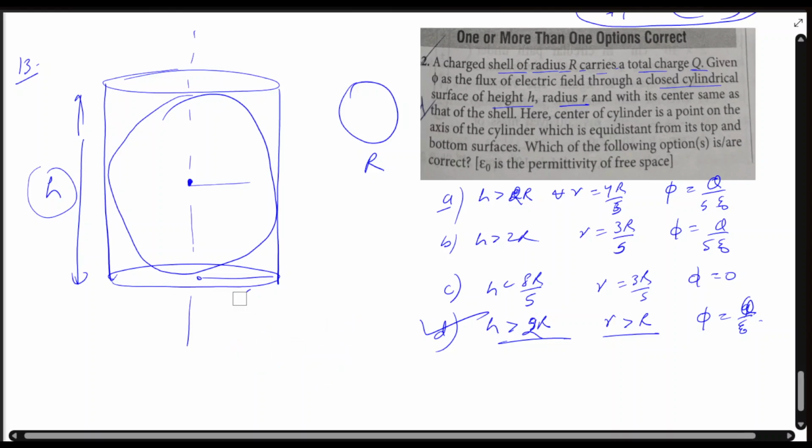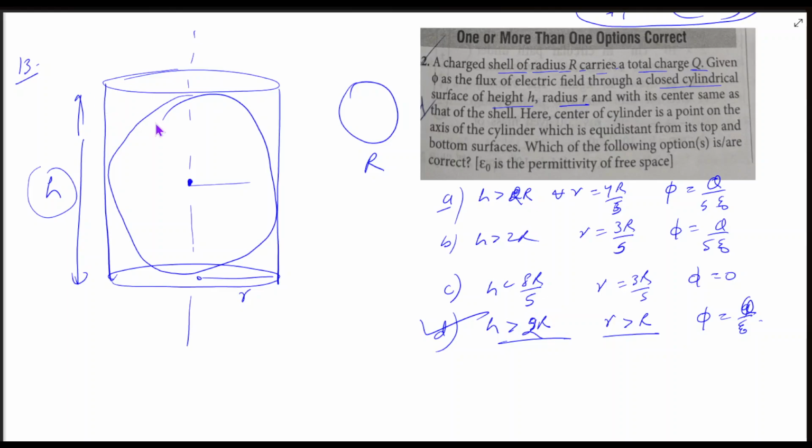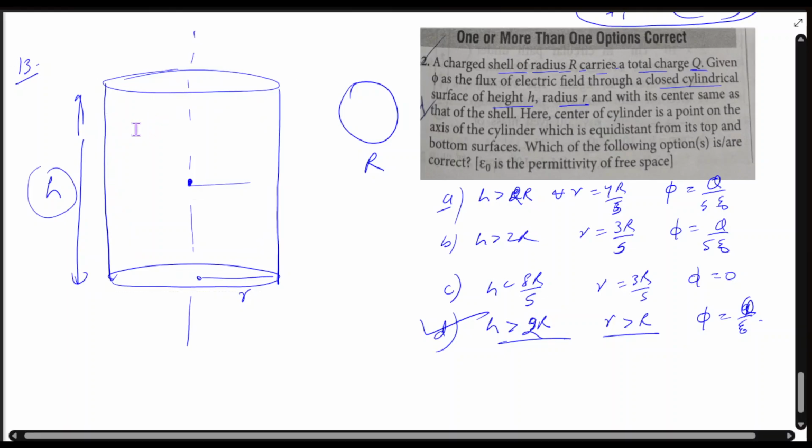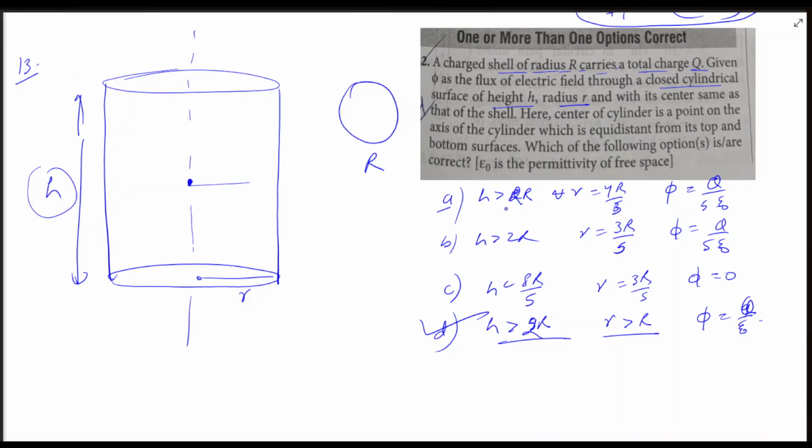Perfect. Now the next part. Let's start from the first itself. H is greater than 2R, which means the upper part is inside, but r is 4R by 5. So if r is 4R by 5, less than R, it will be like this.